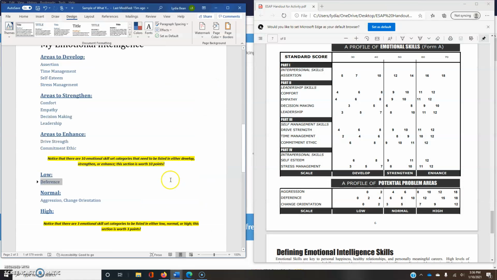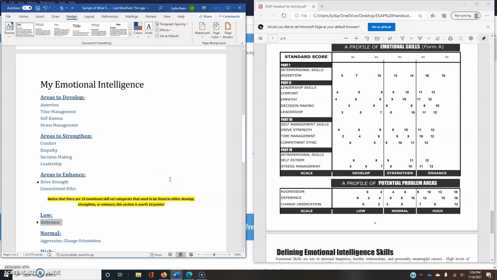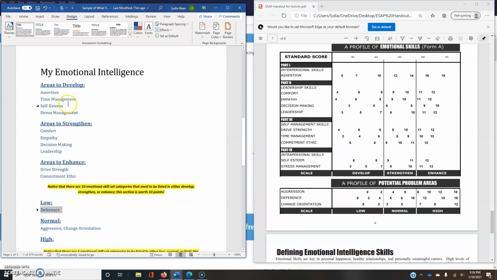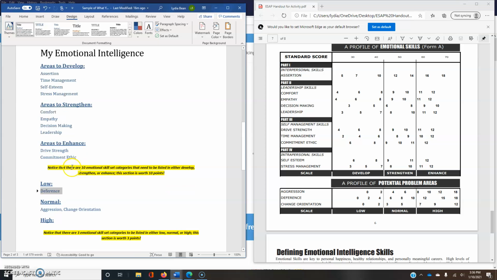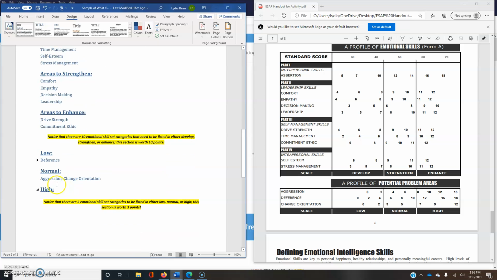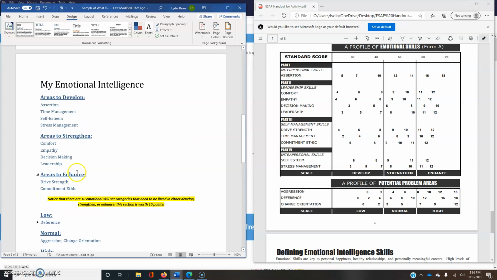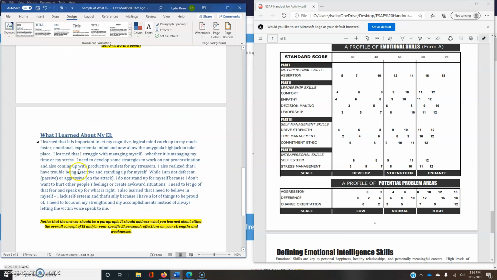The other document that I provided you with, just to help you a little bit in understanding this, shows how your completed document should look when you're finished. So you can see, let's say a student took this and they came up with 4 areas in develop, 4 in strengthen, 2 in enhance. Their deference was in the low, but their aggression and change were normal. They didn't have anything in high. So it's merely 13 words, and then they wrote a paragraph. Again, remember, a paragraph explaining what they learned about EI and what they learned about themselves. A paragraph is more than a sentence, 2 sentences, or 3 sentences.